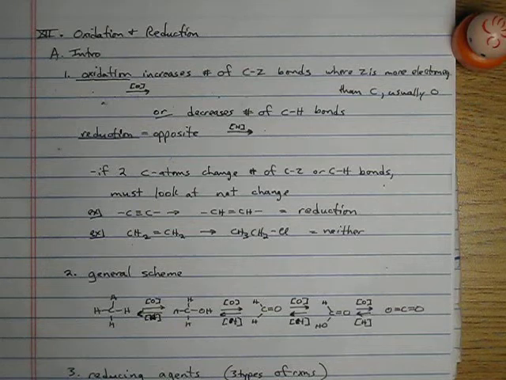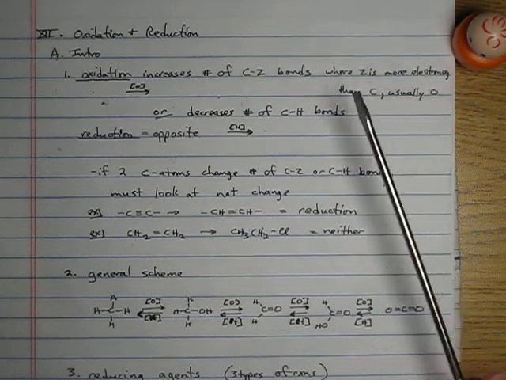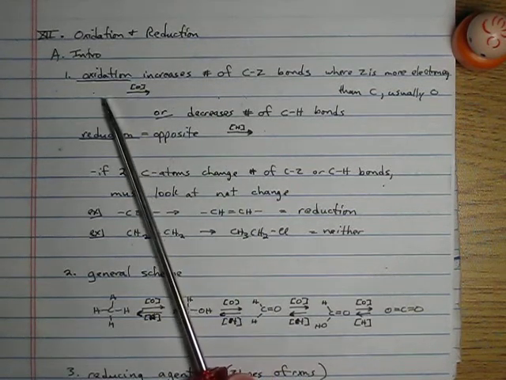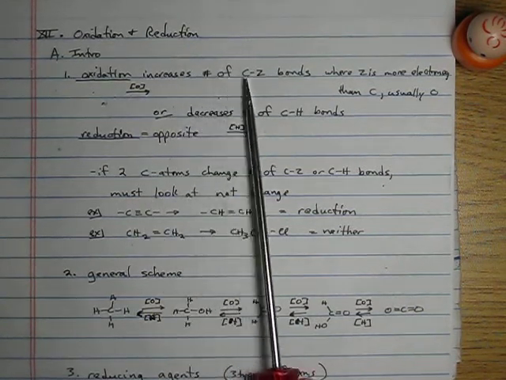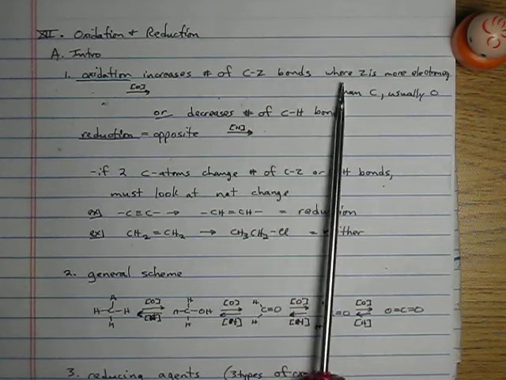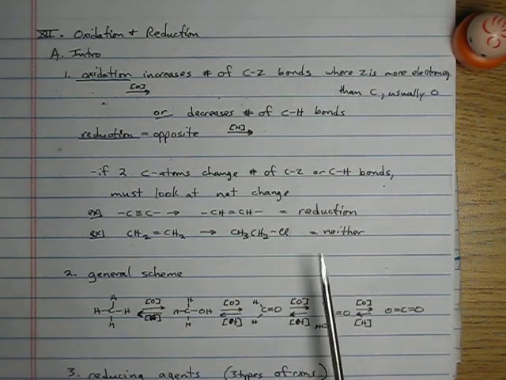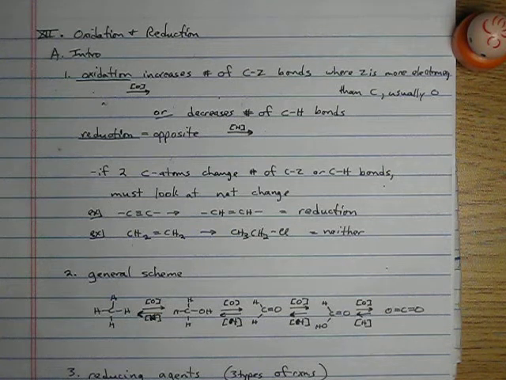So we've got new definitions of oxidation and reduction that help us see if electrons are lost or gained. In general, when you're looking at organic chemistry, oxidation occurs when you increase the number of C-Z bonds, where Z is an atom more electronegative than carbon. So if you add a nitrogen to a carbon, or you make a carbon-oxygen bond or a carbon-chlorine bond, you've added an atom more electronegative than carbon to a carbon, then that is an oxidation.